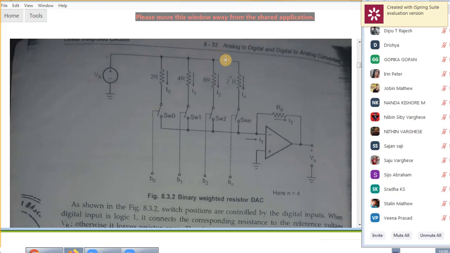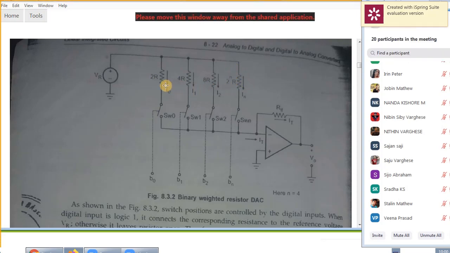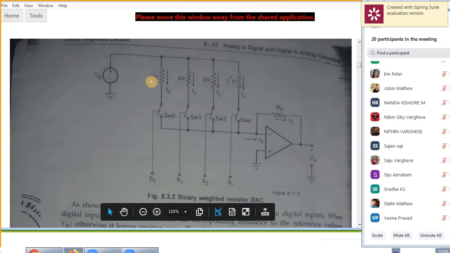The next one is 16R. It will go up to 2 power n R depending upon the N value. Suppose N is 4: 1, 2, 3, the last one is 16R. Similarly, if N varies, the number of resistors also increases. So this is called weighted resistors because it is 2 power 1, 2 power 2, 2 power 3 up to 2 power n. So it is called binary weighted resistor.